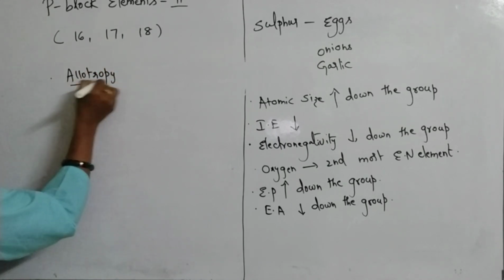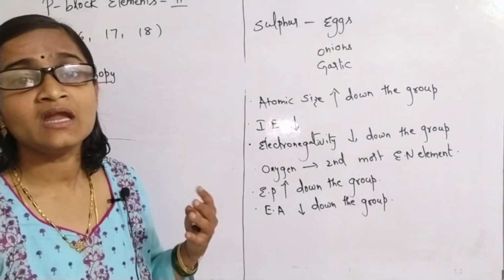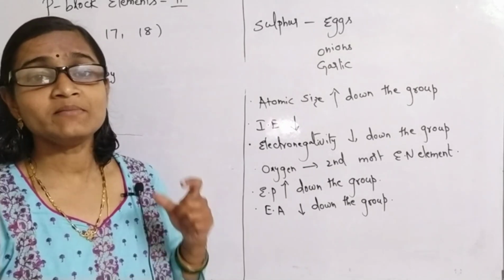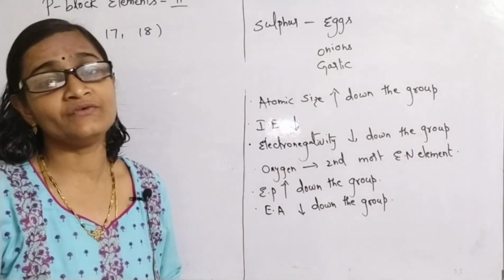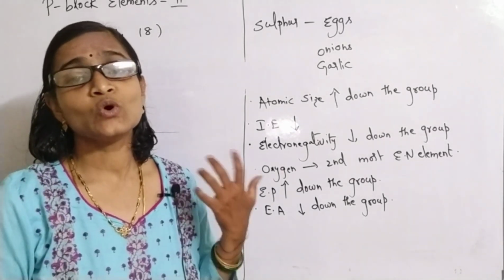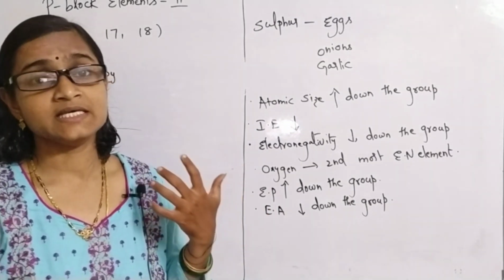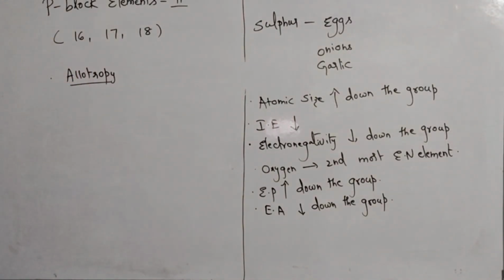Allotropy. You know what allotropy is? Allotropy is the existence of the same element in two or more different forms. The same element exists in different forms, as you have learnt in the case of 4A group elements. Carbon exhibits so many allotropic forms like diamond, graphite, C60 Buckminsterfullerene; it exists in so many forms. So allotropy can be exhibited even by the 6A group elements also.